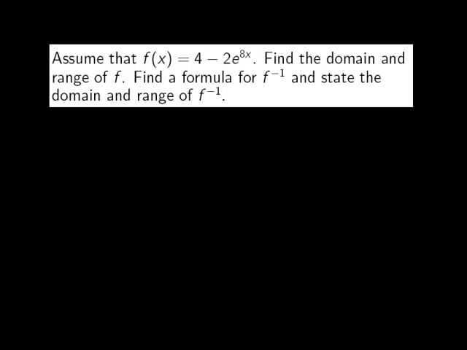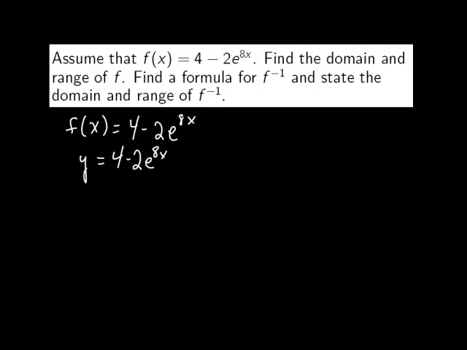Example 2. So we have f of x equals 4 minus 2 e to the 8x. Again, it's clear what my domain is here for f, but I'm not exactly sure what the range is. The easiest way is just go ahead and find the inverse. So y equals 4 minus 2e to the 8x.